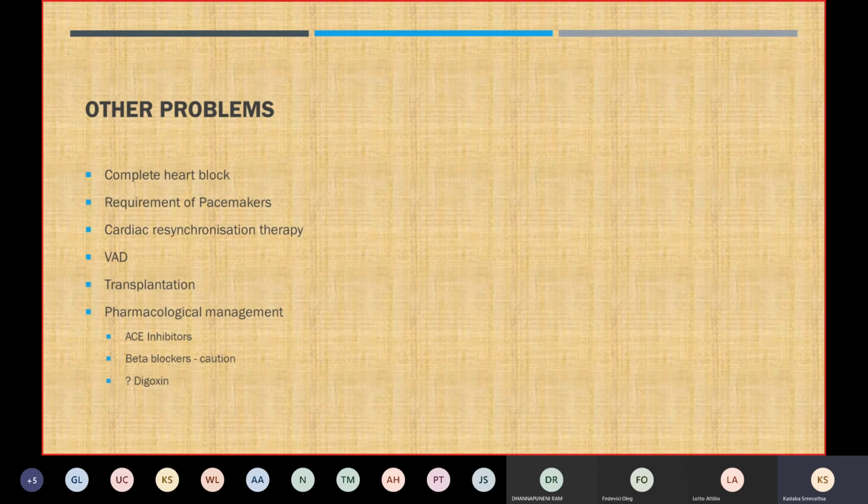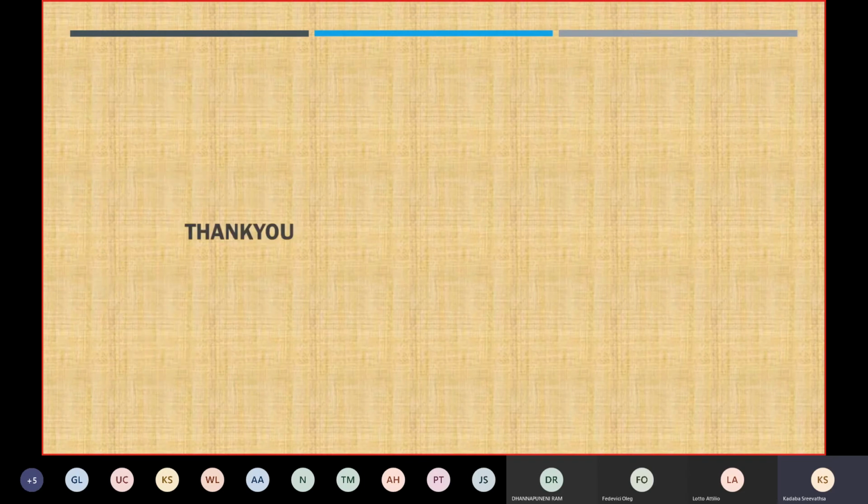What is the role of digoxin in improving ventricular function in these patients? The role of digoxin is not proven, but maybe there is a role for improving ventricular function by starting digoxin in these patients. Thank you. So I have avoided putting in numbers for the surgical options.